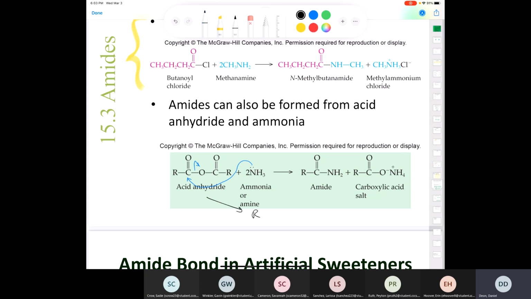You'd have R, C, double bond O. You'd have a nitrogen with 1, 2, 3 hydrogens attached to it. And then what about all this? You would have oxygen with a negative charge, a carbon, and then an R group. And so what's going to happen is this carboxylate is going to pull off a proton like this. Then you're going to end up with the amide.